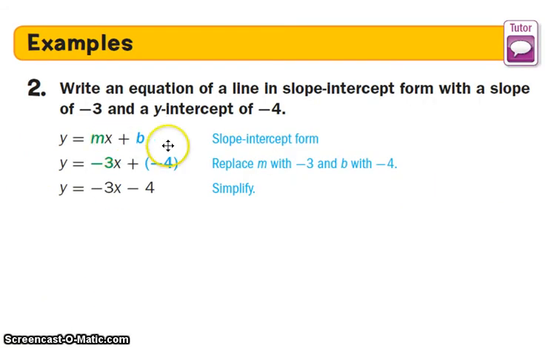Okay, now we're going to go backwards. They're going to say write an equation in slope-intercept form when the slope is -3 and the y-intercept is -4. Well, again, here's your form: y equals mx plus b. M is your slope. If we come back up here, we know that the slope is -3. So we're going to put a -3 with the x. And our y-intercept is -4, so we're going to put a -4 on the end. So your final answer is y equals -3x minus 4.